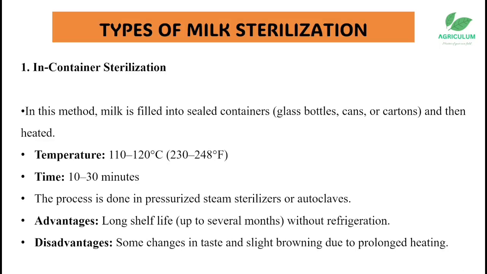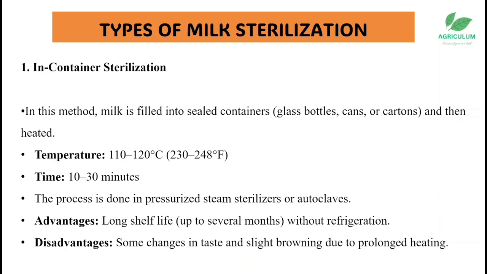Now types of milk sterilization. In container sterilization. In this method, milk is filled into sealed containers. Sealed containers, as if glass bottles, cans or cartons, which should be sealed. And then it is heated. At what temperature? 110 to 120 degrees Celsius. For what time? 10 to 30 minutes. The process is done in pressurized steam sterilizers or autoclaves.